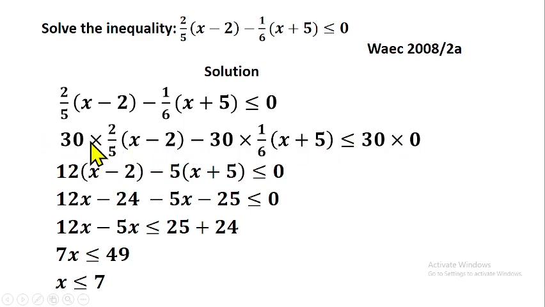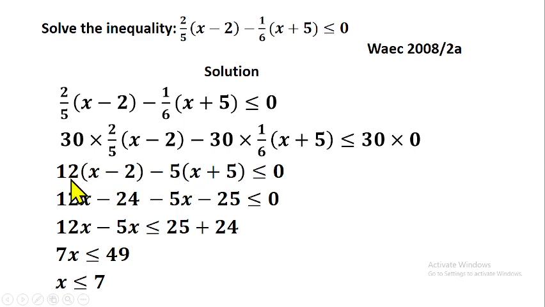5 into 30 gives us 6. Then 6 times 2 gives us 12 into x minus 2. 6 into 30 gives us 5, so we'll have minus 5 times 1 here. You have minus 5 into x plus 5. Then 30 times 0 gives us 0 back. From there, what will you do?